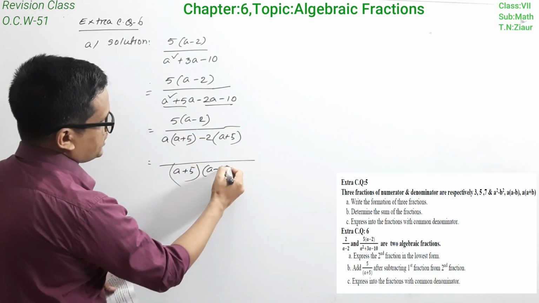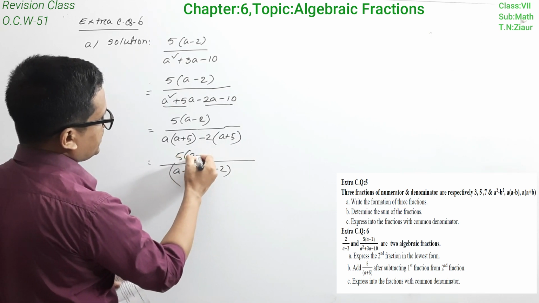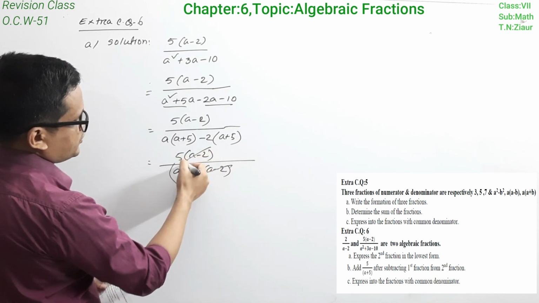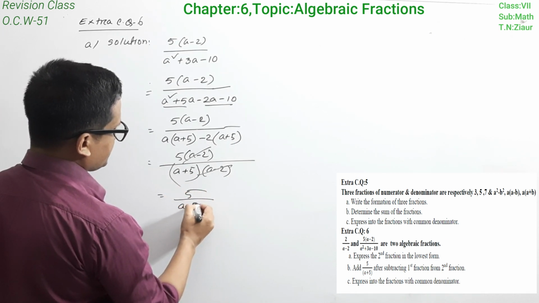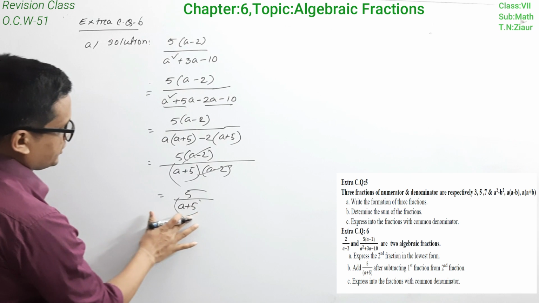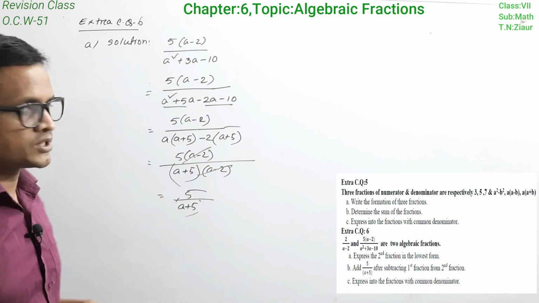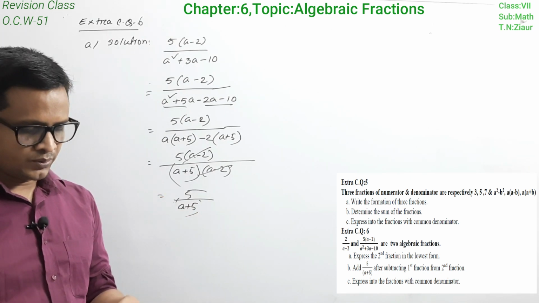So it will be a minus 2, and which one is given? A minus 2 is given here, so a minus 2 we can cut here. So the answer will be 5 by a plus 5. This one is the lowest term. Students, have you understood a number? I hope you understood this one.